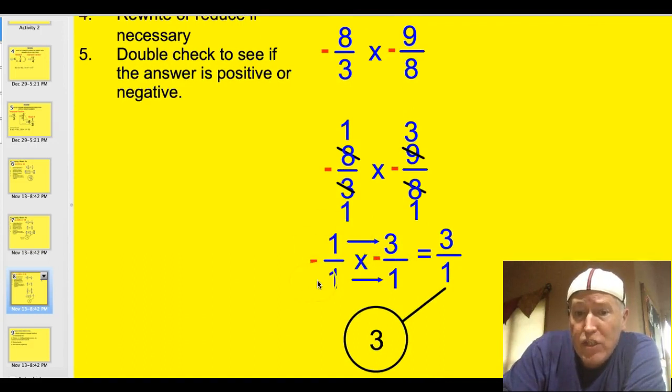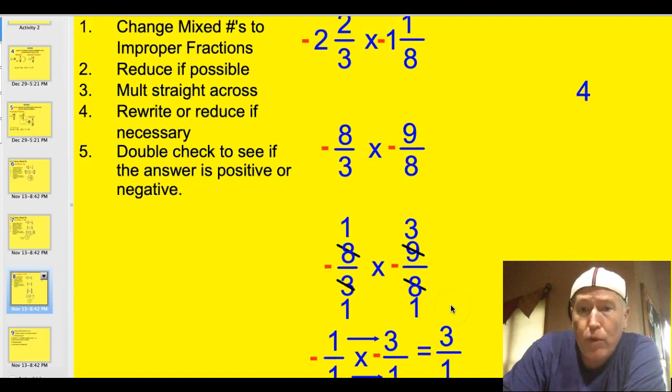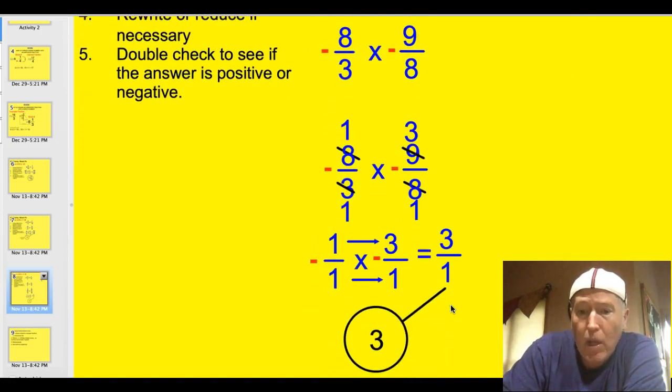Now I've got these new fractions. I've got 1 over 1 and 3 over 1. Now when I multiply straight across, I've got 3 over 1. I've got 3. It's a beautiful thing. Works out just slick.